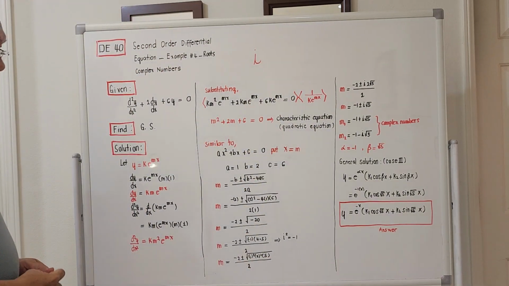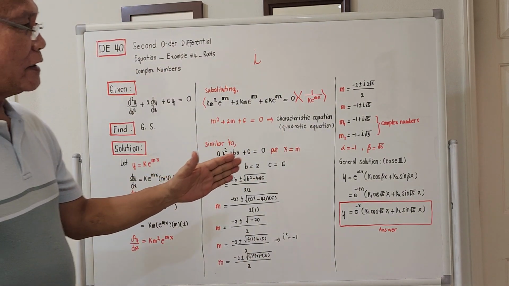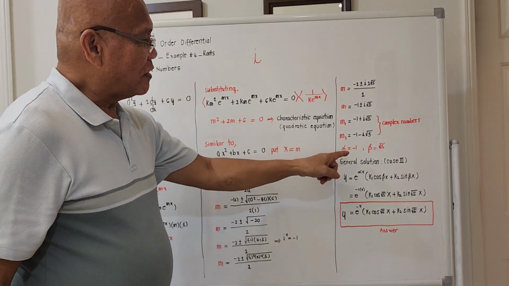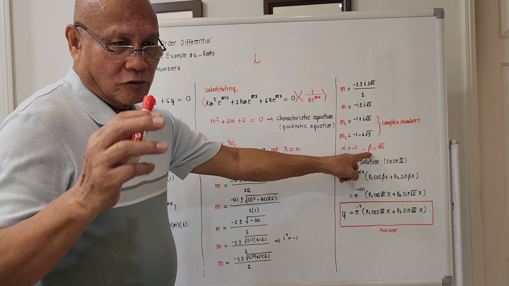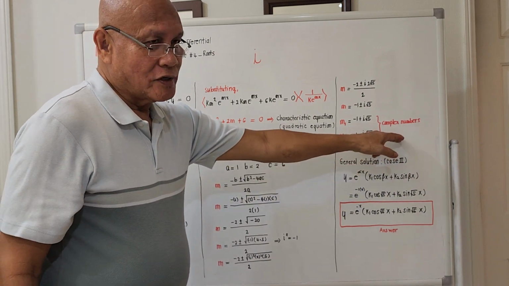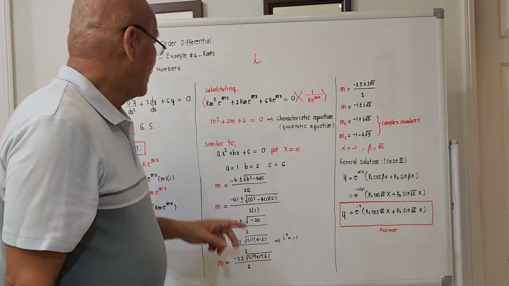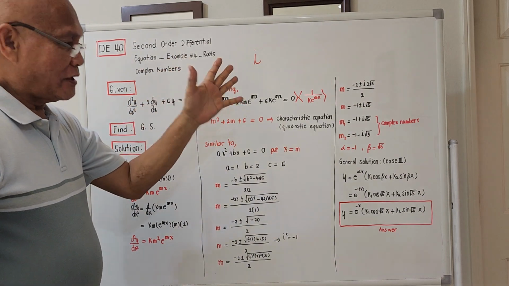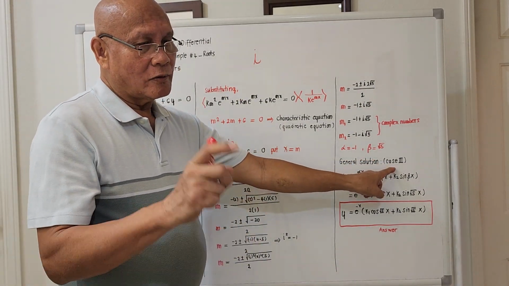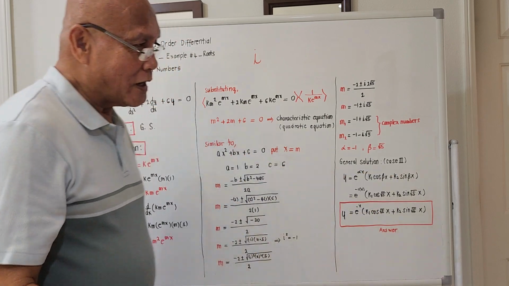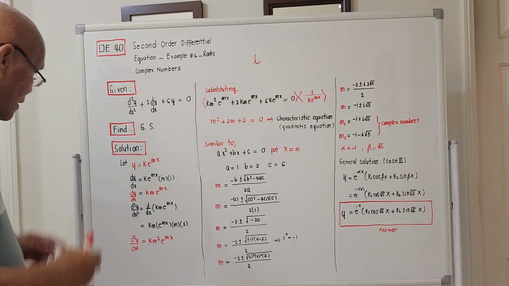So if you have roots in which there is a real part and an imaginary part, those roots are complex numbers, and that falls under case number 3 under second order differential equation. Okay, let's proceed for tonight.